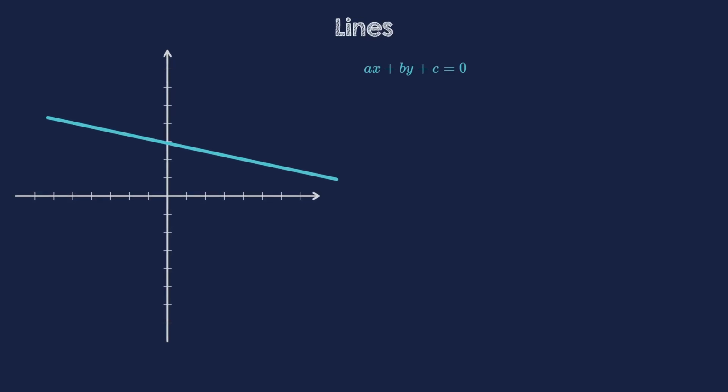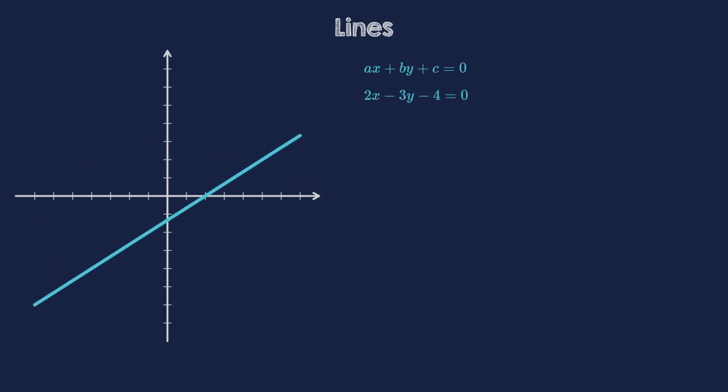A line in the plane can be described by a linear equation like this. The coefficients a and b form the normal vector of the line, and the constant term c describes the distance of the line to the origin. Let's look at a concrete example. 2x minus 3y minus 4 equals 0. An ordinary 2D point lies on it if its coordinates fulfill this equation. Here, for example, the point 5, 2 does.